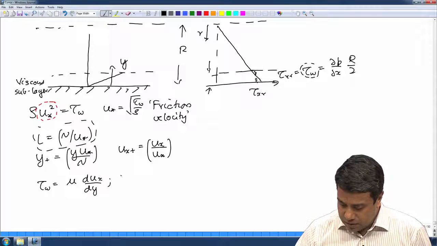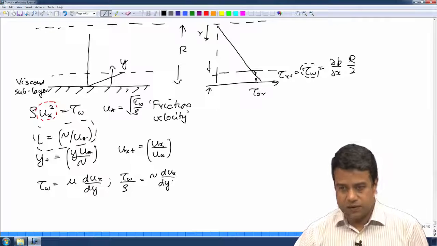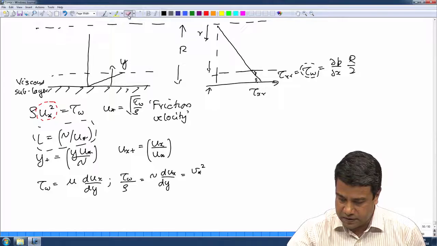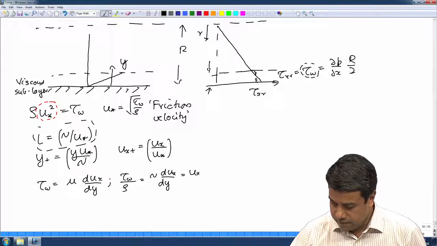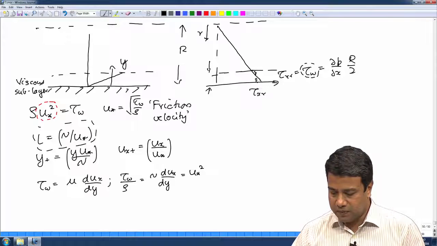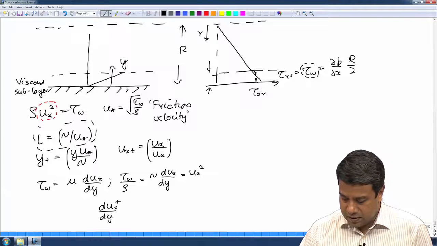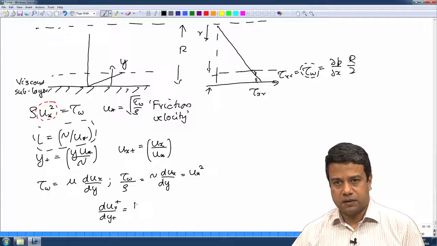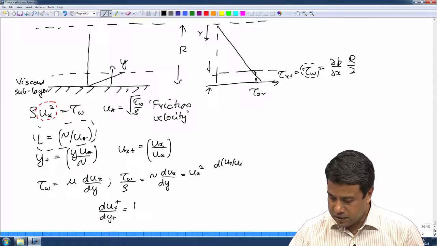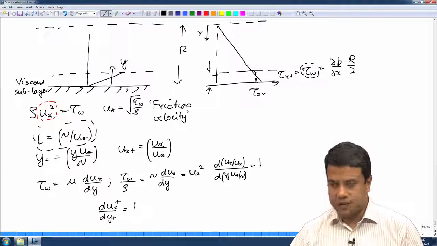Tau w by rho is equal to the kinematic viscosity times dux by dy close to the wall. And this is equal to u star square, where u star is the friction velocity. I told you that tau w by rho was equal to u star square. Now, just rewrite this in terms of u by u star and y u star by nu. And you can easily see that dux plus by dy plus has to be equal to 1, because when I divide throughout by u star square, I get d of ux by u star divided by d of y u star by nu, which becomes equal to 1.